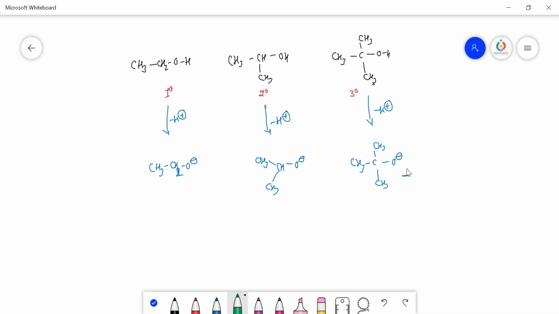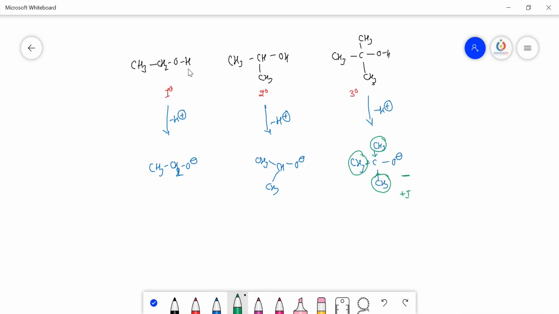I have discussed so many times that the less the charge, the more the stability of a particular ion. Here three electron releasing groups, plus I groups, are there. So they keep on releasing the electrons so that the electron flow will be towards the oxygen. So oxygen gets more negative charge so that it becomes unstable. And in this case only two are there, in this case only one is there.